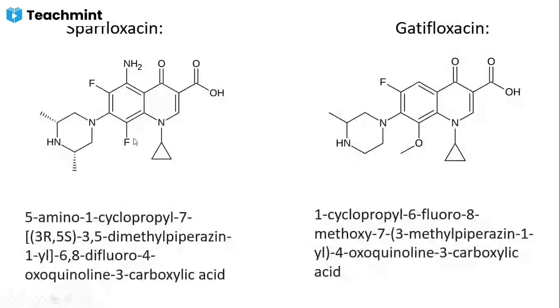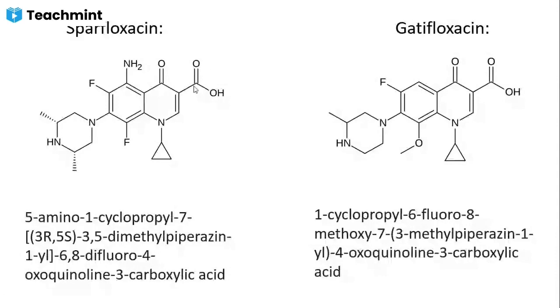In SAR, I have mentioned to you that the fluorine group addition on the 8th position is beneficial to inhibit the enzyme DNA gyrase. So here in the structure of the sparfloxacin, there is an additional fluorine group on the 8th position. So 6,8 difluoro, 4 oxo, 3 carboxylic acid. So this is the IUPAC nomenclature of the sparfloxacin.